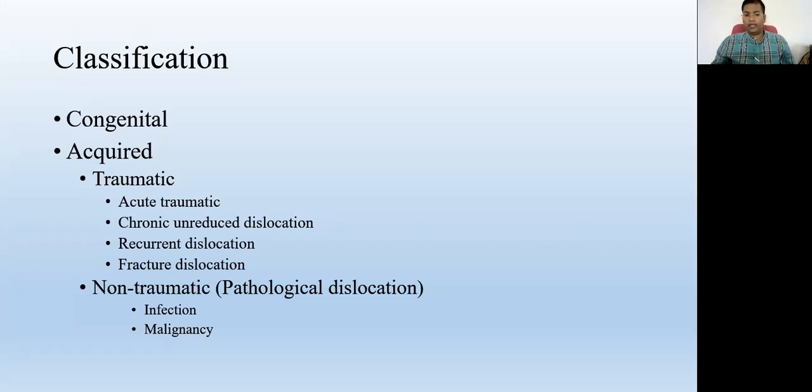Then recurrent dislocation: a condition where a particular joint, once dislocated, due to weakening of the muscles and ligaments, becomes very liable to be dislocated or subluxated very easily with a very minimal trauma. A very good example of recurrent dislocation is the shoulder joint.